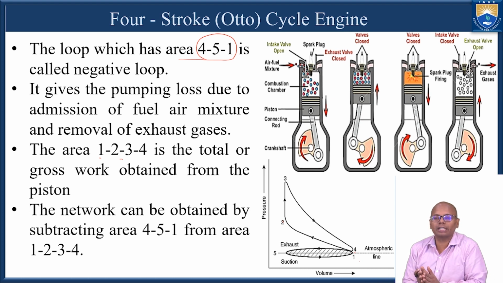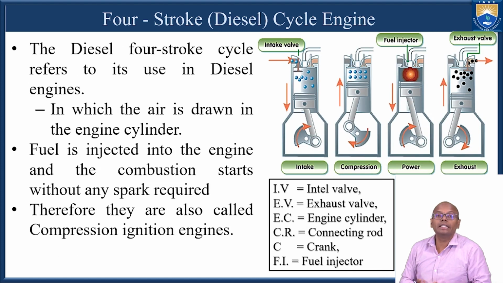So the net work is given by 1, 2, 3, 4 and the losses are given by 4, 5, 1. If I subtract the area under 4, 5, 1 from the area under 1, 2, 3, 4, I will get the net work obtained or developed by the SI engine during the 4 strokes that are discussed. So the next one is the diesel engine.